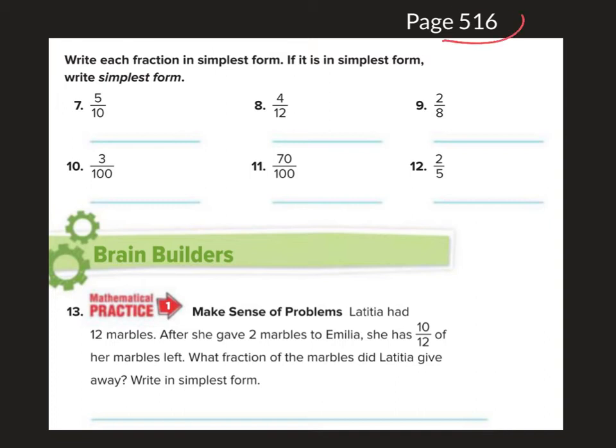Okay, here I'm on page 516. I just wanted to do a couple more practice problems with you here. Okay, 5/10. Look at divide by 5, divide by 5, and I would get to 1/2. Okay, what about 70 hundredths? Divide by 10, divide by 10, and I would get 7/10. Is that simplest form? Yep. What about 2/5? 5 is prime, right? So that's already in the simplest form.